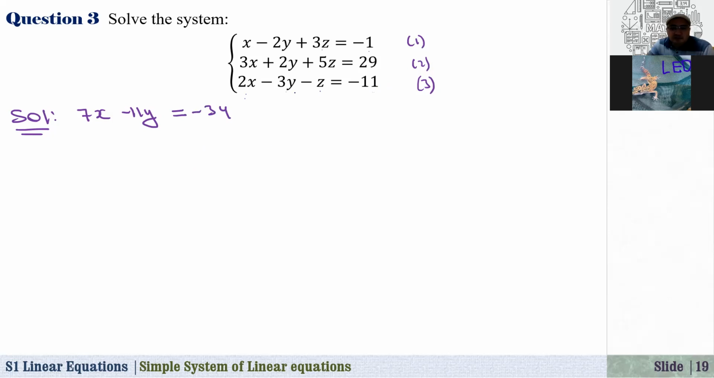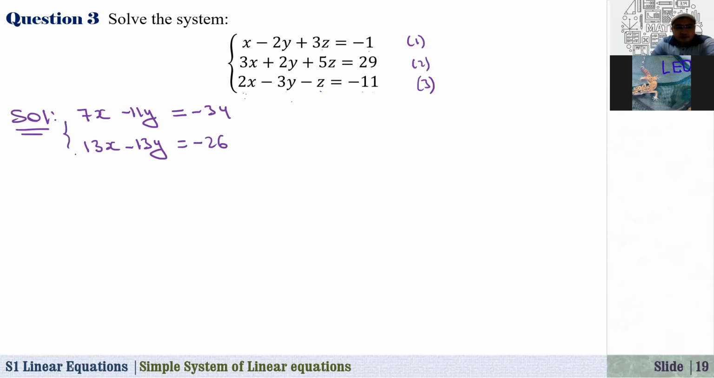In the second case, I will multiply the third equation by 5 and add it to the second equation. 5 times 2 is 10, 10 plus 3 is 13x. And 5 times minus 3 is minus 15 plus 2, that is minus 13y. And minus 5z plus 5z is equal to 0. Minus 5 times minus 11 is 55, plus minus 29, that is minus 26, because you're just adding minus 55 plus 29, which is minus 26.